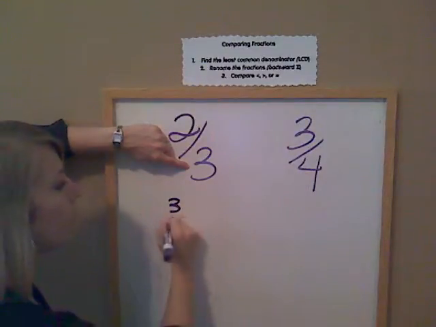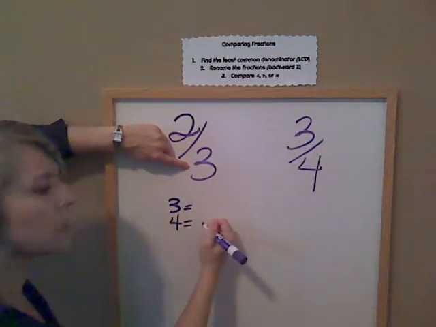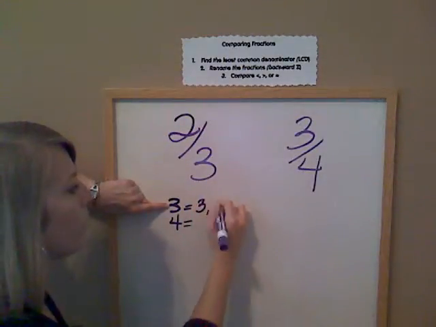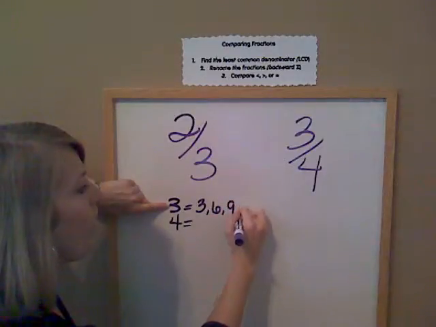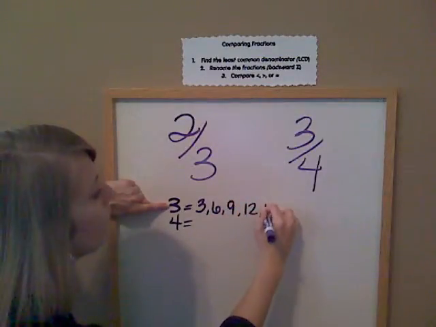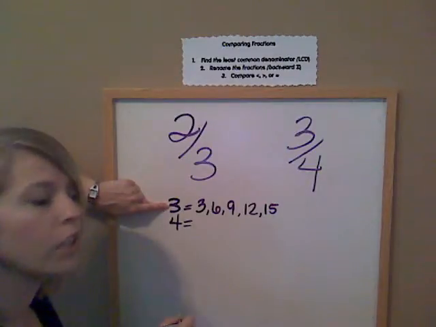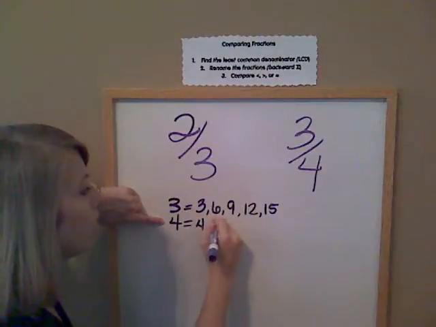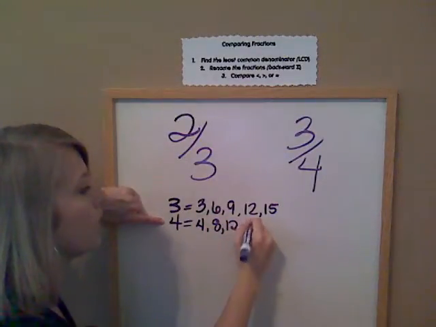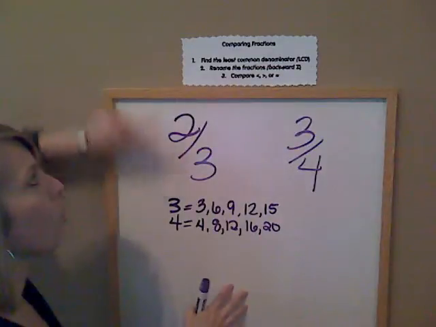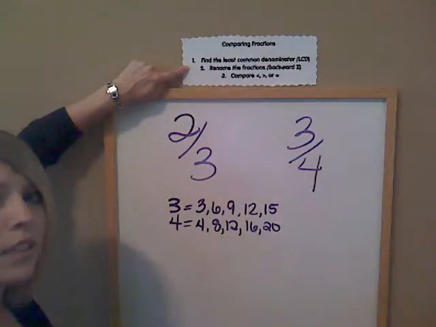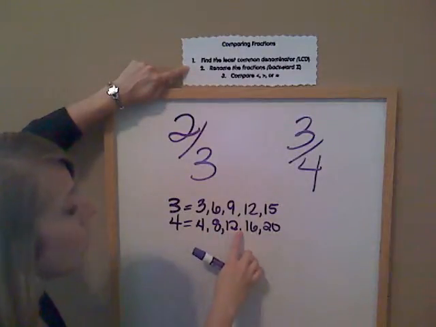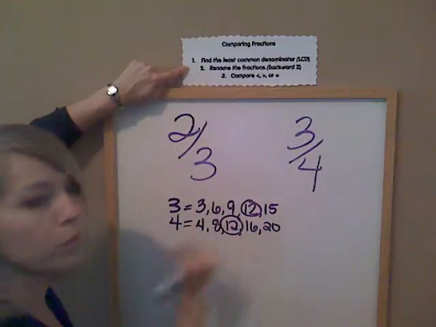So the first thing we want to do is take our denominators. We have 3 and we have 4, and we want to use our multiples in order to figure out what our LCD is. So the first multiple of 3 is 3, then 6, then 9, then 12, and then 15. As a rule of thumb, we just generally use 5 multiples. The first 5 multiples of 4, 8, 12, 16, and 20. And of course, we're looking for that LCM, or the LCD as we call it when we're working with fractions. And we can see that the least common multiple, or least common denominator here would be 12.